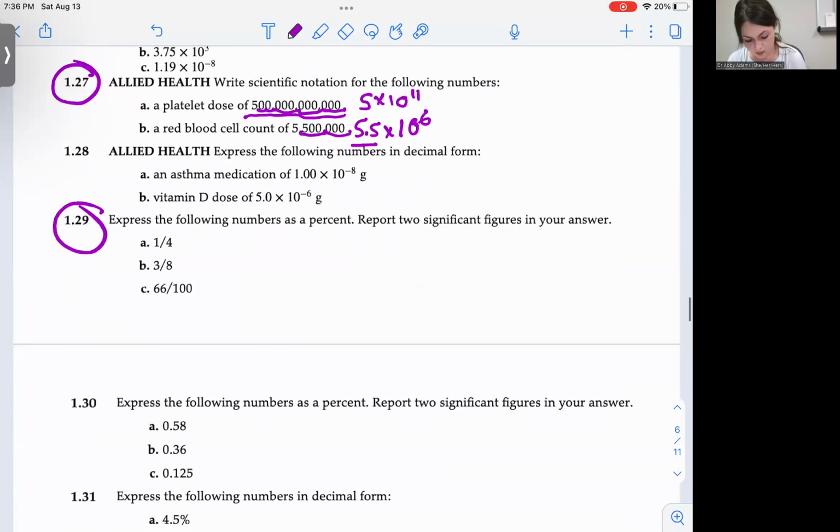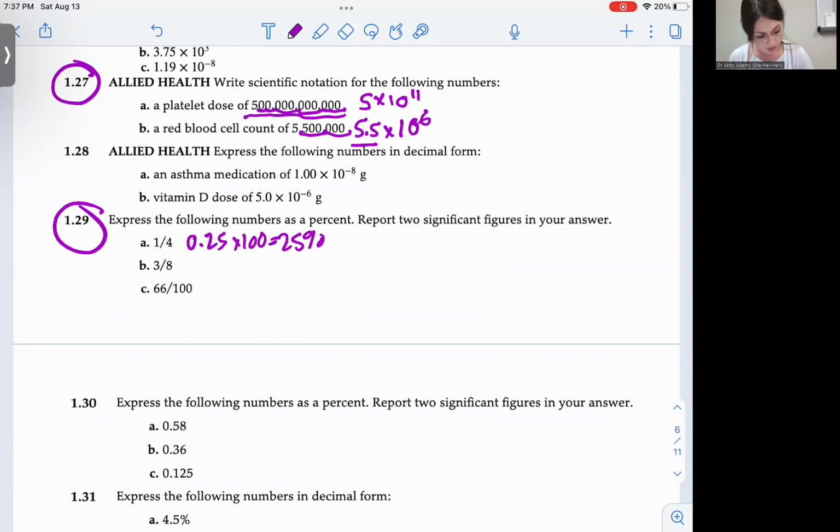Okay. 1.29. Express the following numbers as a percent. So how are you going to do that? All right, 1 out of 4. And we kind of talked about this a little bit before in the example that I gave. So 1 divided by 4. Take out your calculator. You can do 1 divided by 4, which is going to be 0.25 times 100. That's 25%, or we call that 1/4, right?